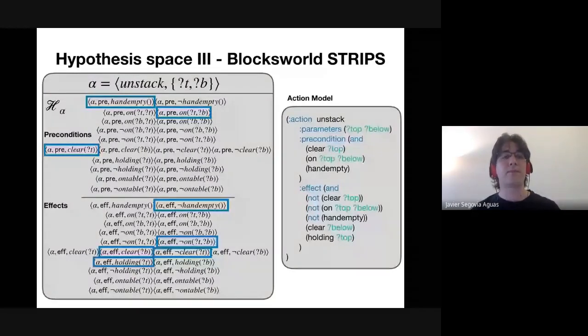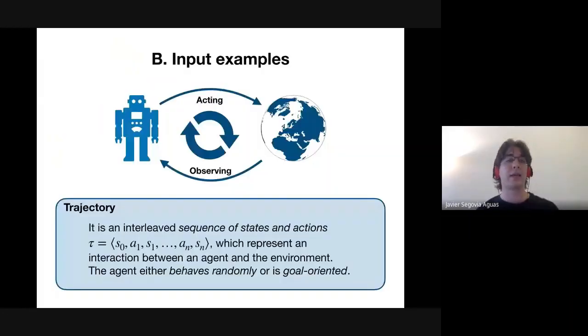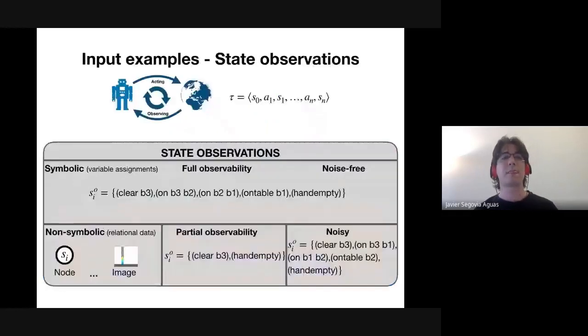The second one, so this was the hypothesis space. The second one, that is the input examples. So we have this interleaved sequence of states and actions, which are represented by the interaction between the agent and the environment. And the agent may behave randomly, like I'm randomly exploring my world, or is goal-oriented, which means that you have a goal condition where you finish your exploration. So in the input examples, we have two things. We have state observations and action observations.